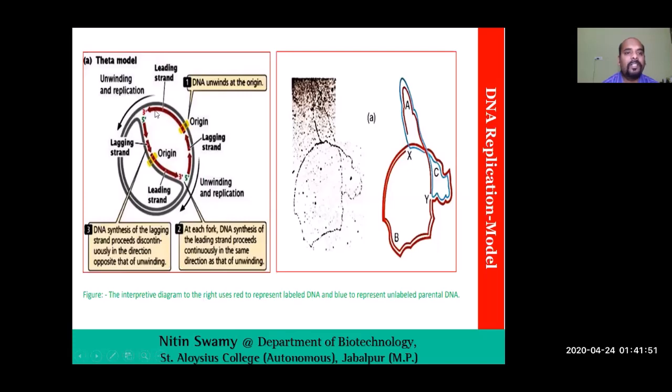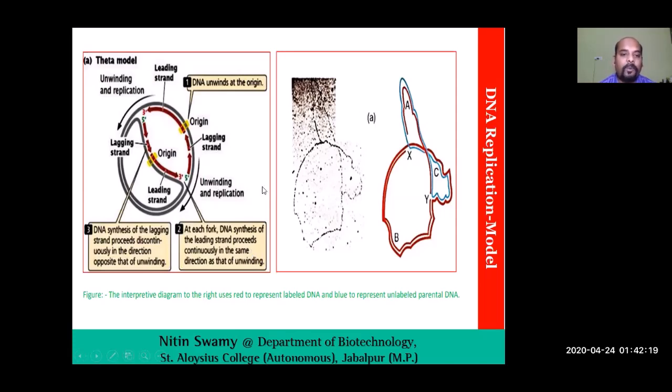In this model, we have this double-stranded DNA, and it is opening because this is the origin of replication, and this DNA is opening and going in both directions, and the synthesis would take place, and the lagging strand would be made in patches, and the leading strand would be made continuously. And at each fork, DNA synthesis of the leading strand proceeds continuously in the same direction as that of unwinding.